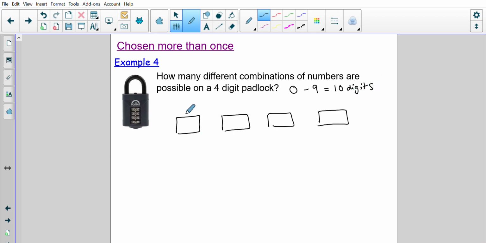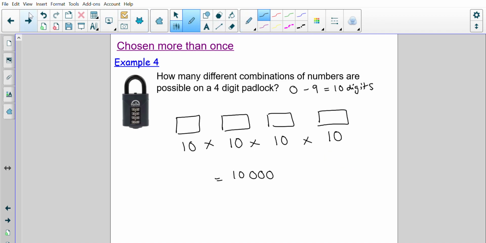So in the first position on my dial, I've got 10 digits to choose from. But the second position on my dial, I've still got 10 digits to choose from because I can still choose from 0 to 9. The third digit still has 10 digits to choose from, and the fourth digit still has 10 digits to choose from. So then using the product rule, I multiply those together and I get an answer of 10,000 possible combinations of numbers on my padlock.